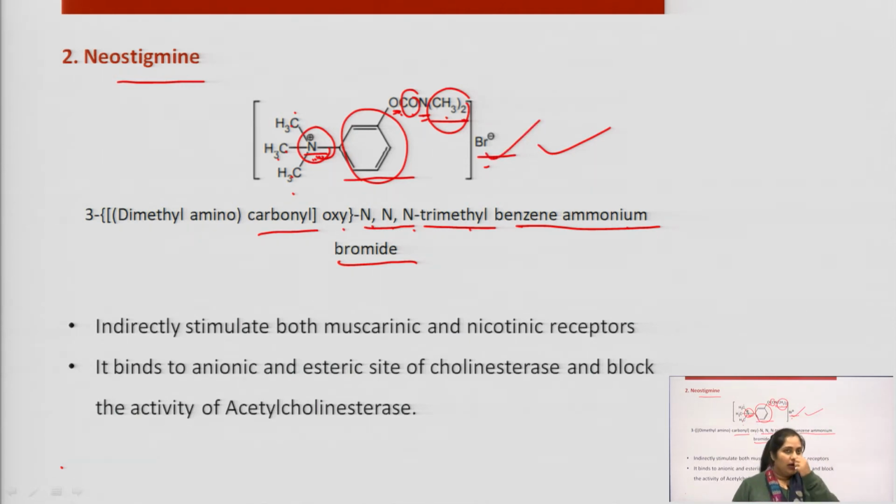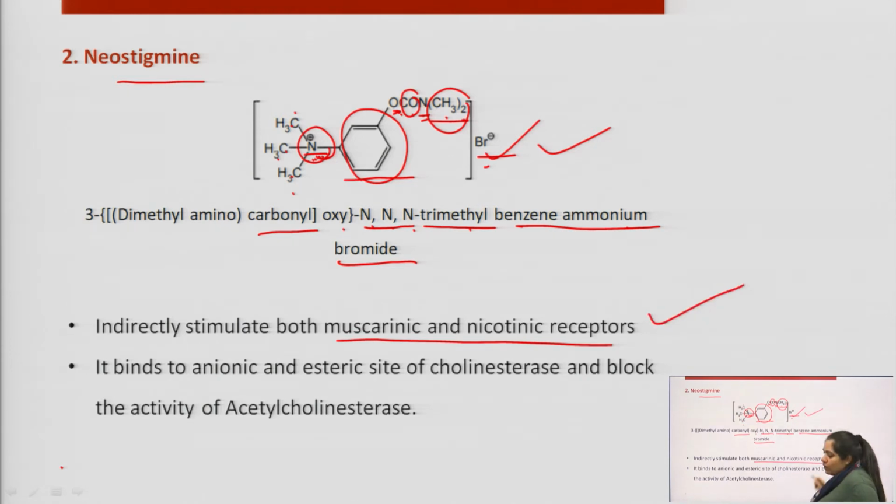So, this was the IUPAC nomenclature for neostigmine. It indirectly stimulates both nicotinic as well as muscarinic receptors. As we have already discussed, it will bind to the acetylcholinesterase enzyme and increase the concentration of acetylcholine. So, indirectly they are stimulating muscarinic as well as nicotinic receptors.